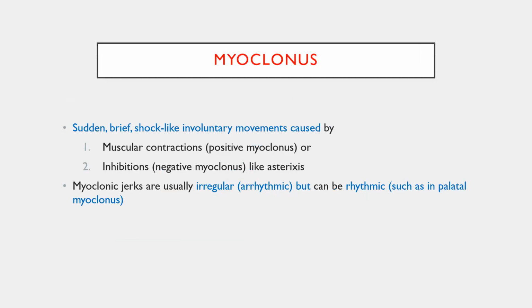Let us come to the myoclonus. This is a brief, jerky, shock-like involuntary movement. It may be caused by abnormal muscle contraction, that is called positive myoclonus, or by inhibition, like negative myoclonus. An example would be asterixis. Myoclonus is most often irregular. Sometimes you can see a regular myoclonus in the setting of palatal myoclonus. Only in that setting do you see rhythmic myoclonus. All the rest of the myoclonic jerks would be non-rhythmic or arrhythmic. Okay?